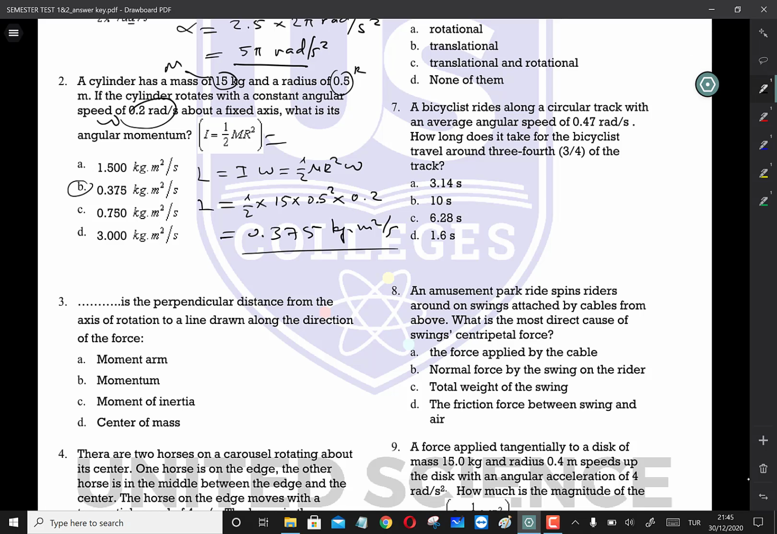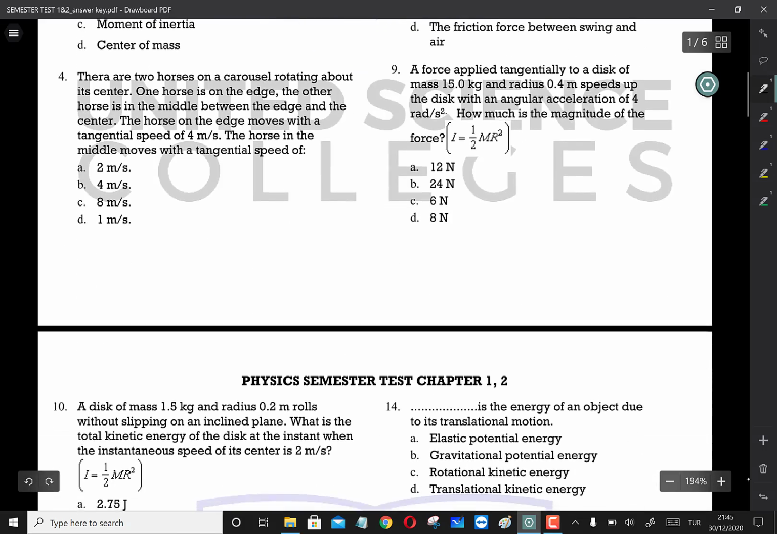The perpendicular distance from the axis of rotation to a line drawn along the direction of force is the definition of the lever arm, or another name, moment arm. There are two horses on a carousel rotating about its center. One horse is on the edge, the other horse is in the middle between the edge and the center. The horse on the edge moves with a tangential speed of 4 meters per second. The horse in the middle moves with a tangential speed of what?